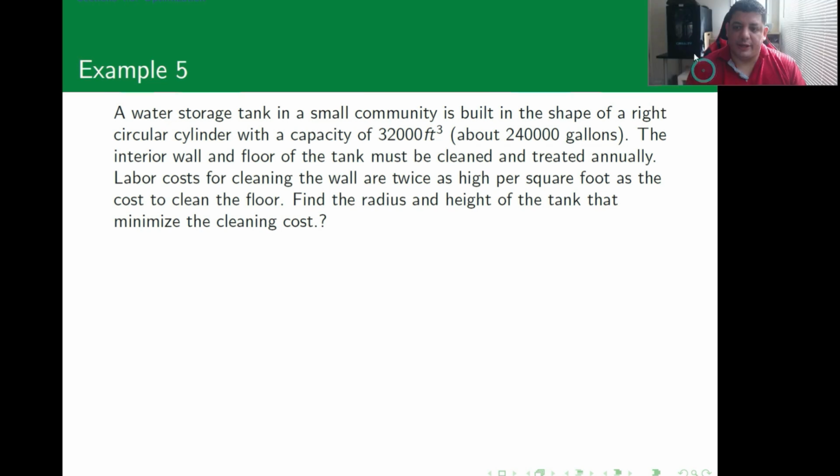Now another example is we have a water storage tank in a small community that is built in the shape of a right circular cylinder. And it has a capacity of 32,000 feet cubed, so about 240,000 gallons. The interior wall and floor of the tank must be cleaned and treated annually, and labor costs for the cleaning of the wall are twice as high per foot square as the cost to clean the floor. So let's find the radius and height of the tank that are going to minimize cleaning costs.